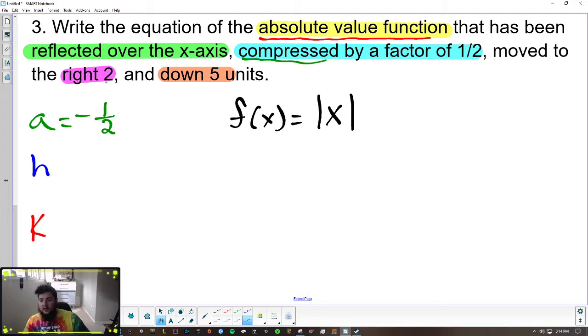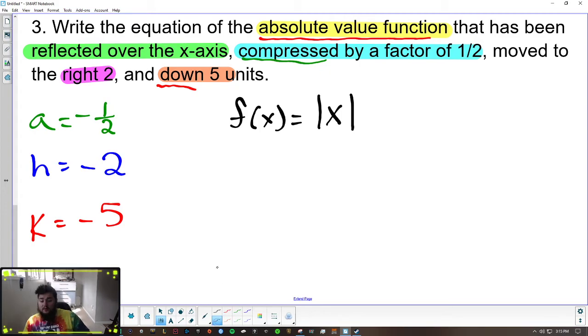Next, I need to figure out, okay, right 2 and down 5. I need to be able to figure out which one of these is my h value. And I know h value moves my graph left or right. So my h value has to be this right 2. If I'm moving to the right, I know my h value has to be negative. So negative 2. My k value is all that's left, and that deals with going up or down. Since I'm going down 5 units, I need my k value to be negative 5.